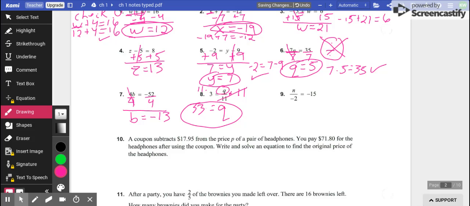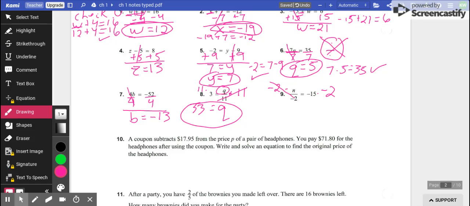All right, our next one's another division problem. We have n divided by -2. Again, always ask yourself, how is the number attached to your variable? It's attached by division. The opposite of division is multiplication. So to get rid of dividing by -2, we're going to multiply by a -2. If I do it to one side, I have to do it to the other side.